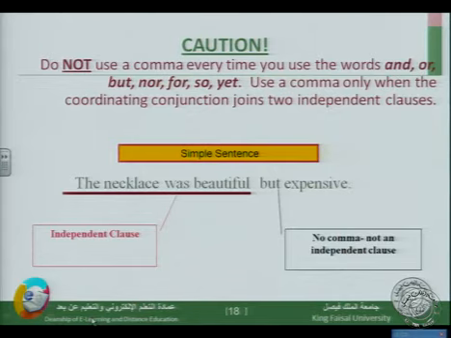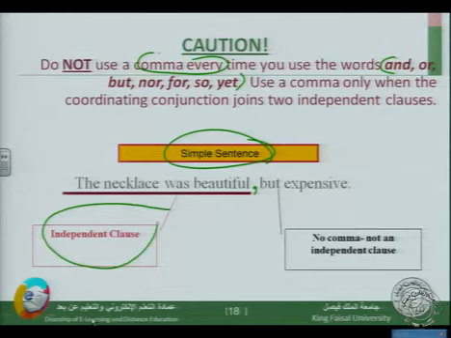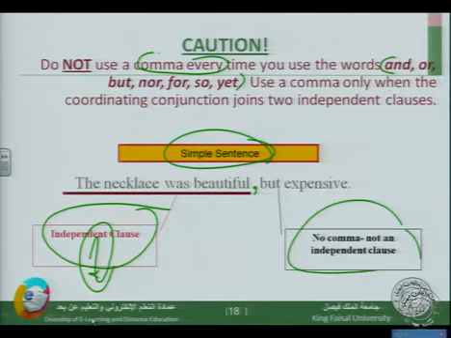that joins two independent clauses. يعني مثلا هذه الجملة: the necklace was beautiful but expensive. لاحظوا مع هذه but لكن ما وضعنا comma. Why? Because this simple sentence has only one independent clause. لكن if we have two independent clauses, we can use these coordinators, and we should use the comma. So this is a simple sentence that has only one independent clause, so we don't use a comma.